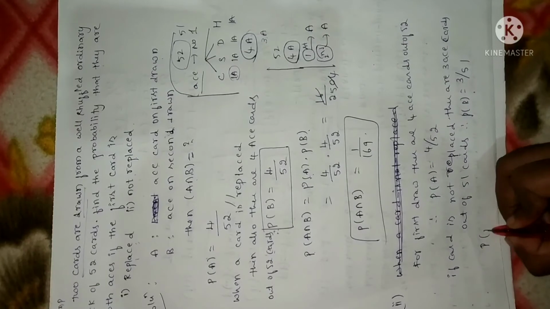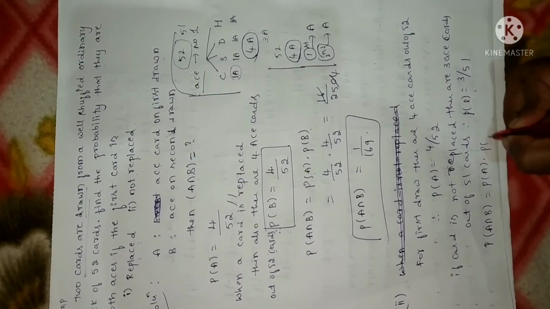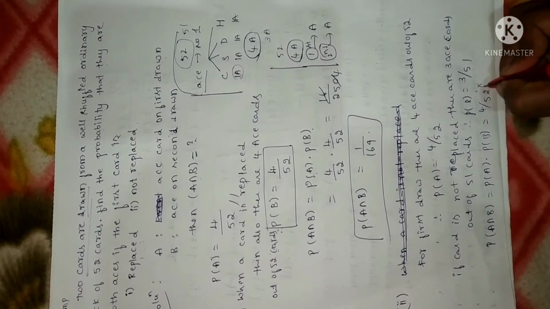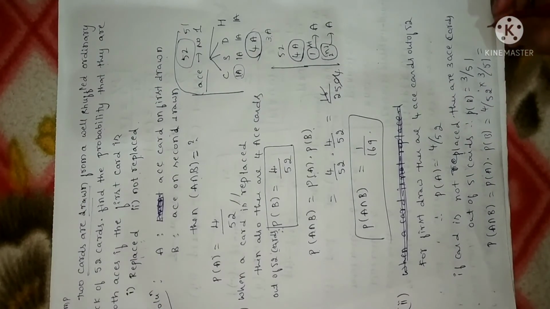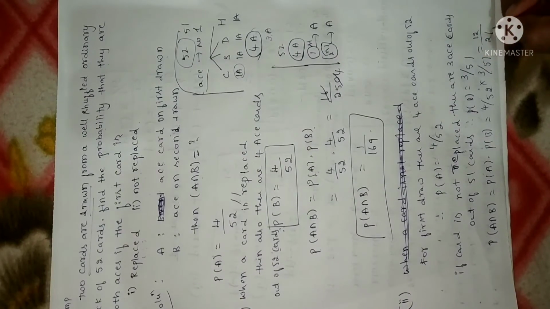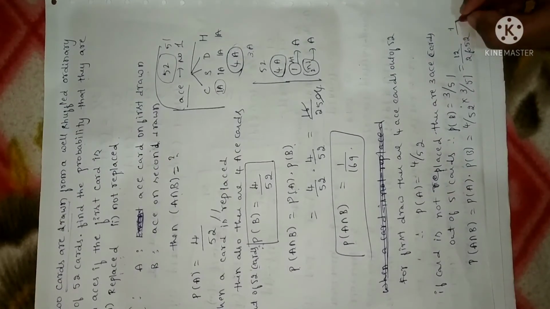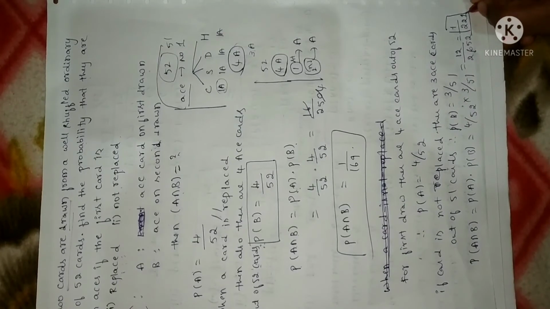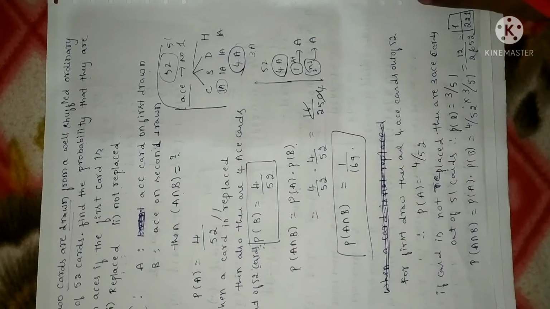Fine. Therefore I can calculate probability of A intersection B as probability of A into probability of B. What is the value of probability of A? 4 by 52, into probability of B, which is 3 by 51. When you simplify this, you will get 4 into 3 is 12, divided by 2652. After simplification, you will get 1 divided by 221. 1 divided by 221. I'll just repeat it once again.